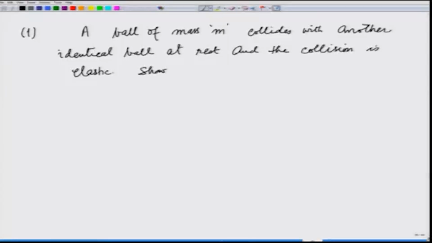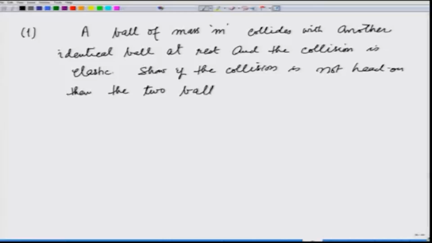Show that if the collision is not head on, that means the point at which the collision takes place is not along the line of motion, and I will explain this in the picture in a minute, then the two balls move at 90 degrees to each other after the collision.